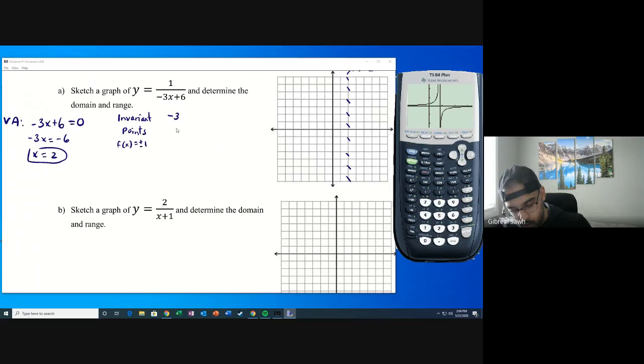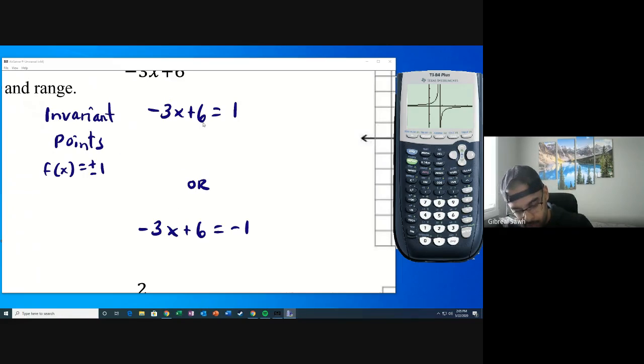So we're going to figure out what x is when y, or my function f of x, is equal to 1, or it's equal to negative 1. The values for x will tell me where along that horizontal line I have to be. So let's solve for x in the first part. So minus 6 from both sides, that means negative 3x is going to be equal to negative 5. So that means x is equal to 5/3. Therefore, my invariant point is at 5 over 3, comma 1.